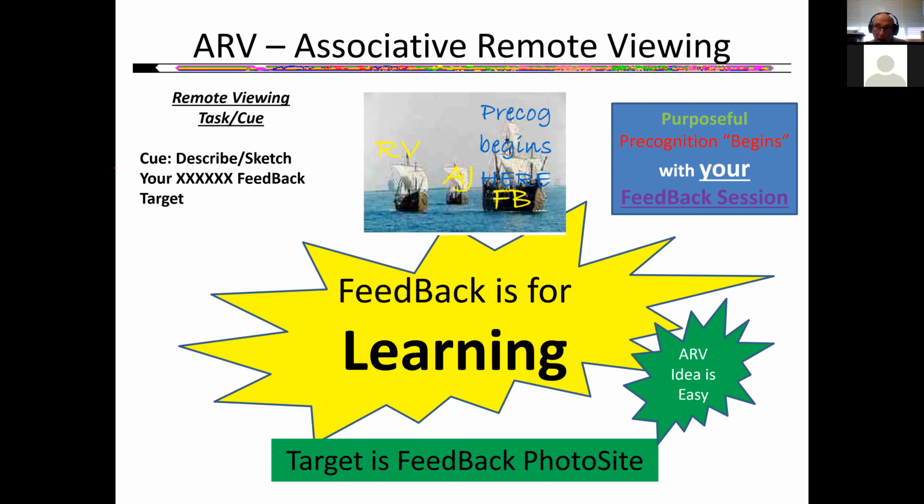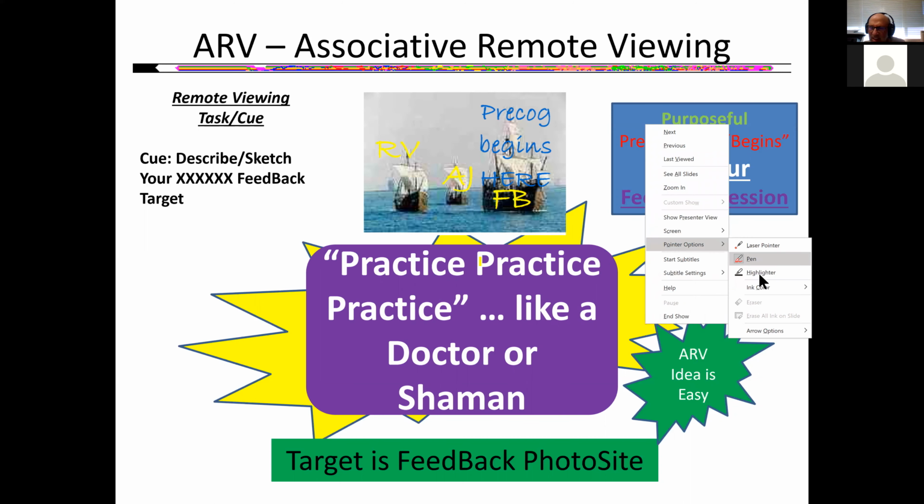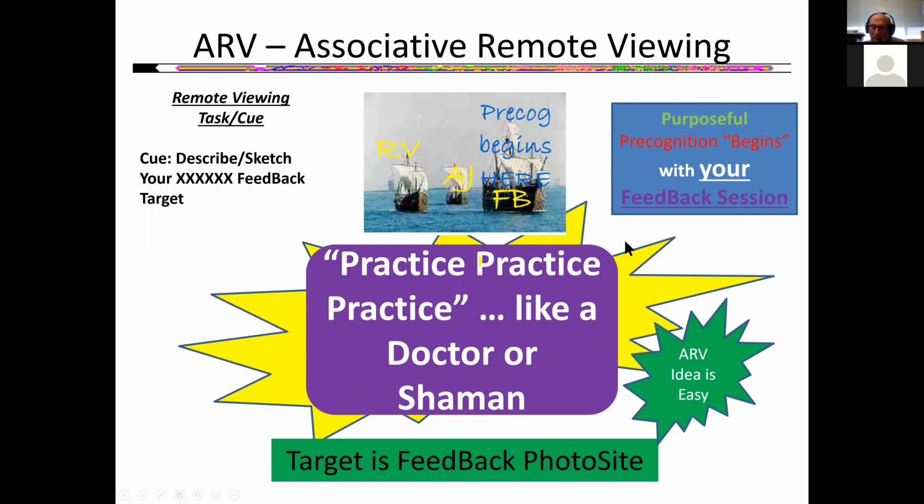Tell me, what other way? And I'm sure there are some, but this is perfect because you get to see at feedback time your target. You get to see the actual target. That's sort of cool. And this idea of practice, practice, practice, like a doctor or shaman is, if you're really committed to doing this and you want to learn it, do it a lot. Okay.